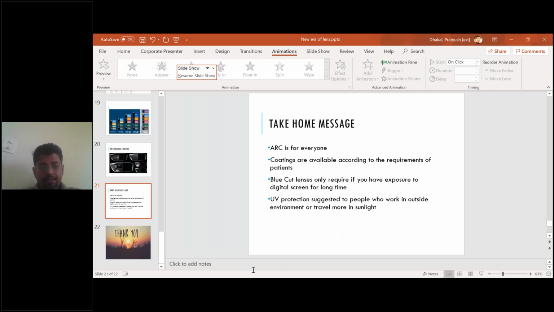And I think we should not send out the wrong message saying that it's for everyone, because if we start giving ARC coated lenses to people working in industries, they will have a really bad impact on the amount of UV exposure they have. So we'll see more early cataracts, more ARMD.